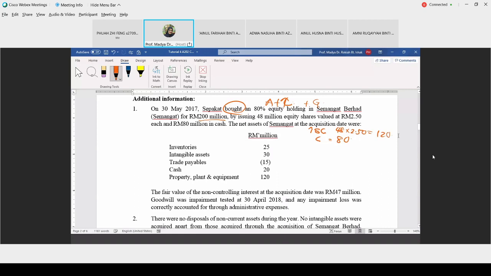Increase in the share capital. So this is the amount of the assets that you have, the amount of the asset in Semangat. You need to total up all the assets that we have here. When you total up here, the amount is equal to 180.